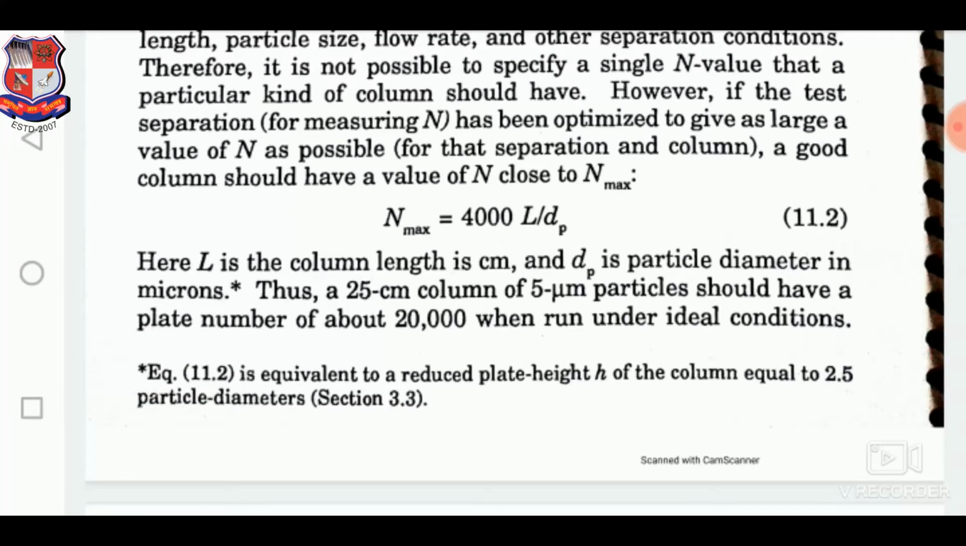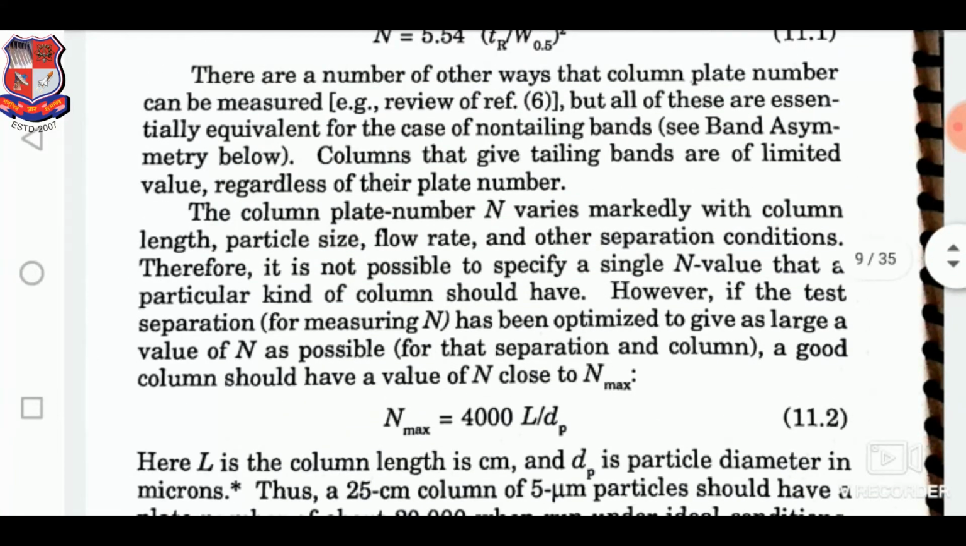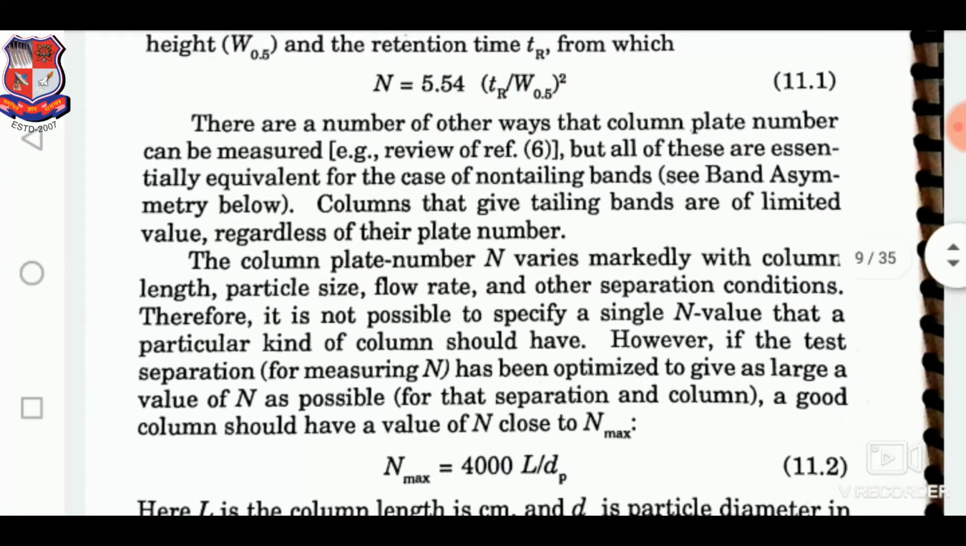But equation 11.2 is equivalent to a reduced plate height H of the column equal to 2.5 particle diameters. Okay, this is applicable for ideal conditions only. And there are a number of other ways that column plate number can be measured. They are essentially equivalent for the case of non-tailing bands. Columns that give tailing bands are of limited value regardless of their plate number.